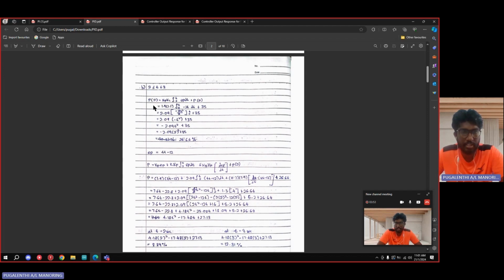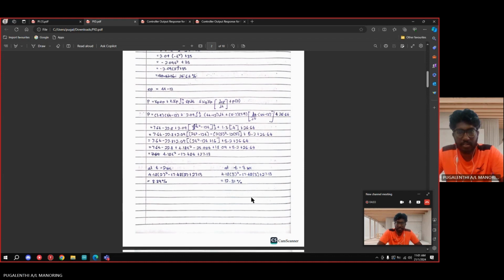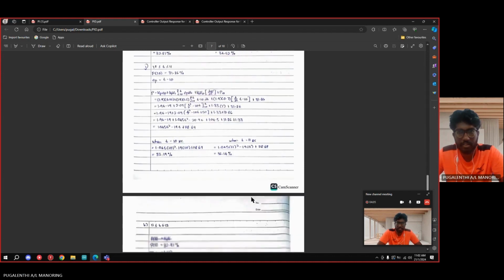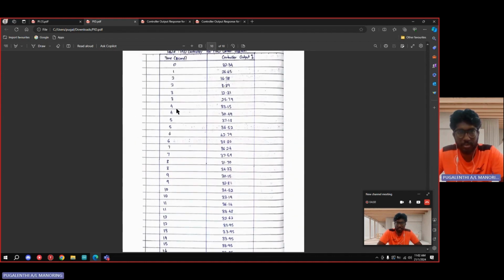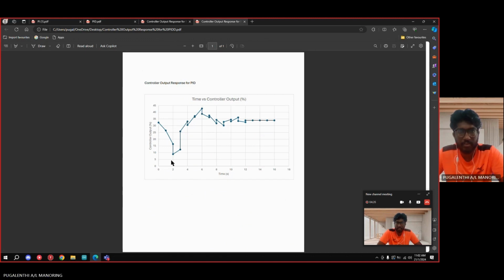Since I already did the P values for the PI controller, I just took them from there and added them in the formula. This is the graph for the PID controller. The graph is a bit longer compared to the PI controller because we have added the new term. So for each second I get two answers. So my graph is like this. This is the graph for the controller output response for PID.